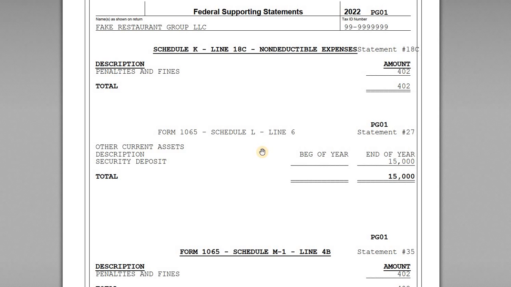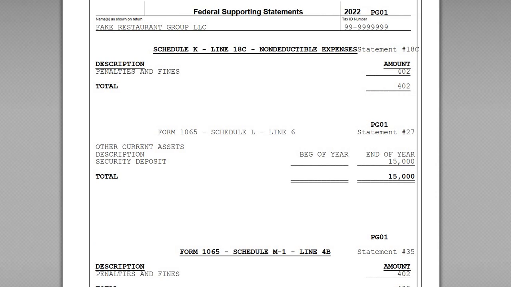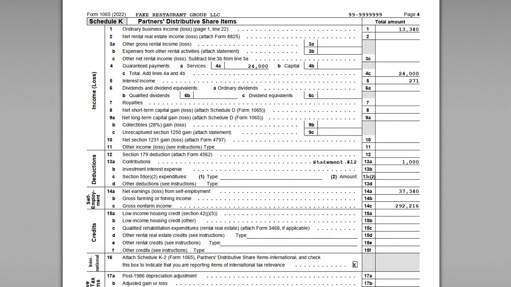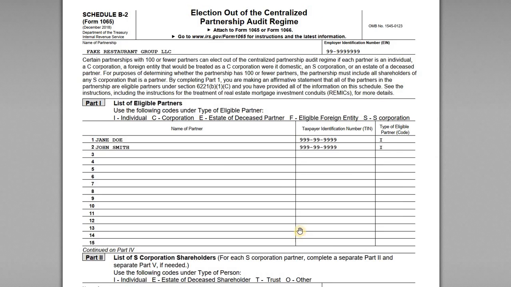There's an additional statement for Schedule L, or balance sheet, the security deposit of 15K. And then again, our M-1 adjustment for the non-deductible expense. All right, I think that almost covers everything. I think the last items that I need to touch on a little more in depth are B1 and B2. So let's start with B1.